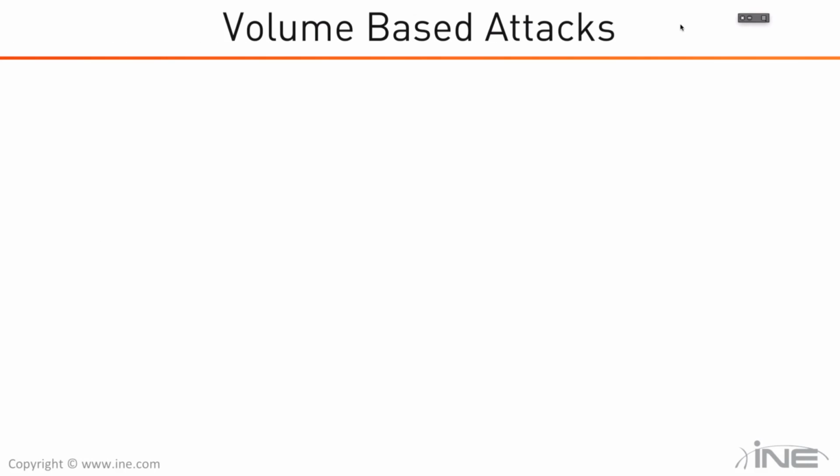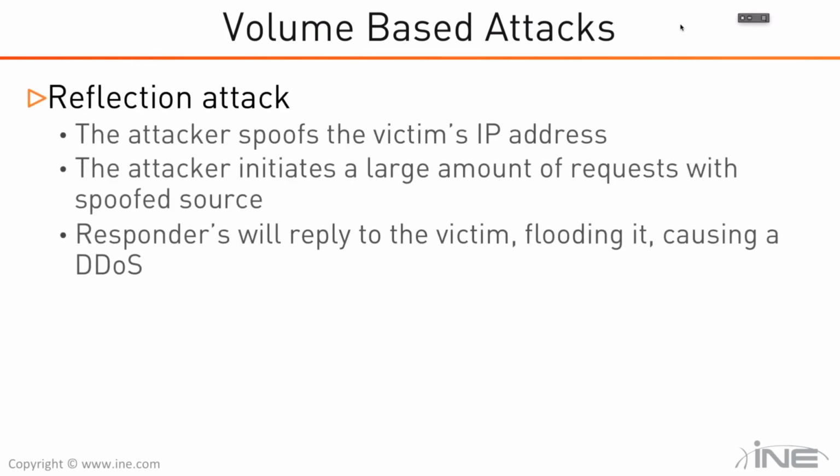Now, a reflection attack, as the name implies, what happens is the attacker is going to spoof the victim's IP address. We're going to see how this works exactly. So the attacker chooses a victim, spoofs the IP address of that victim, and then initiates a large amount of requests with that spoofed source towards a destination on the internet, whatever destination it is. And then that destination, that responder, is going to reply back to the victim, not to the attacker, because the attacker has spoofed the victim. So the legit responder is going to reply to the victim, flooding it and causing a distributed denial of service, because the victim is going to receive a lot of unrequested replies to whatever the attacker was querying about.